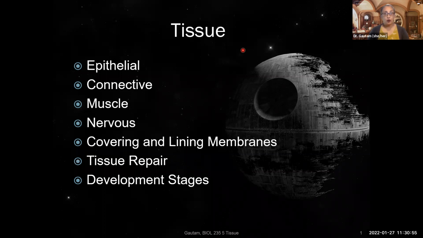Okay, so we're going to be taking a look at the epithelial tissue, connective tissue, muscle tissue, and nervous tissue. Now, these are the 4 primary tissue groups, and each one of these primary tissue groups are then going to have subgroups that belong to them. We'll also learn about coverings and membranes, so serous membrane, parietal membranes. We'll learn a little bit about how tissue repair happens and then go through the developmental stages for tissues. Okay, let's get started.